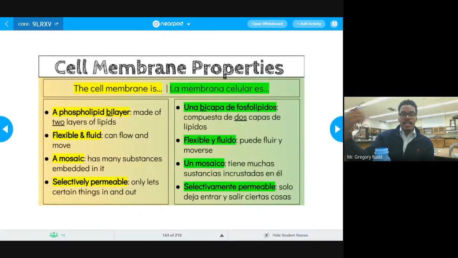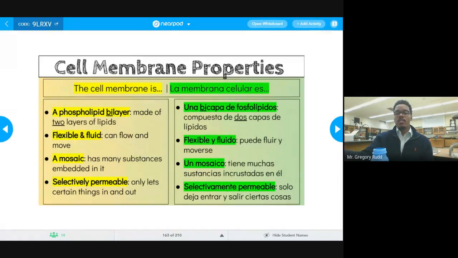The cell membrane is lastly selectively permeable, which means that it decides what can come in and what can go out. It's picky, it's choosy. You guys aren't old enough to go to clubs yet, but if you get to the club, there's a bouncer there. He's like, yeah, that friend group can come in. No, you're by yourself, you can't come in. You gotta go get some friends to bring in with you.